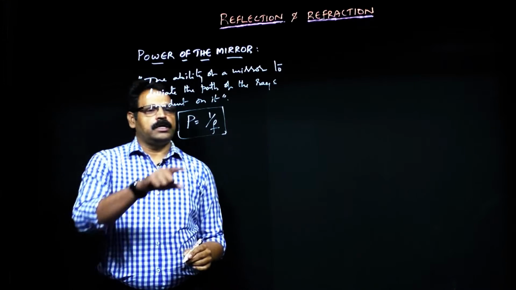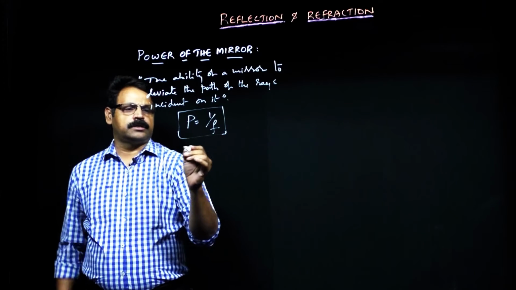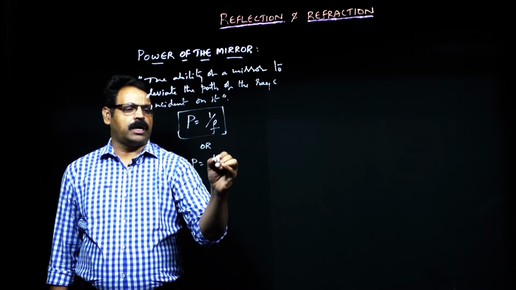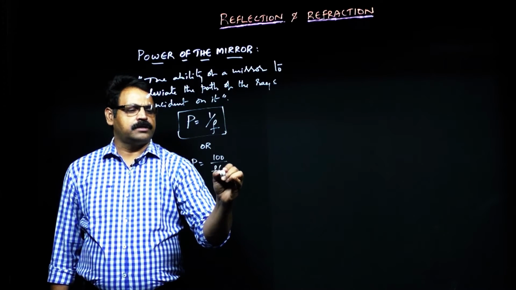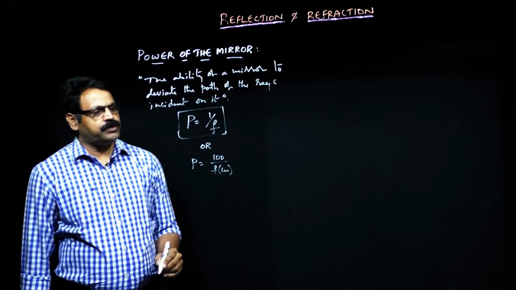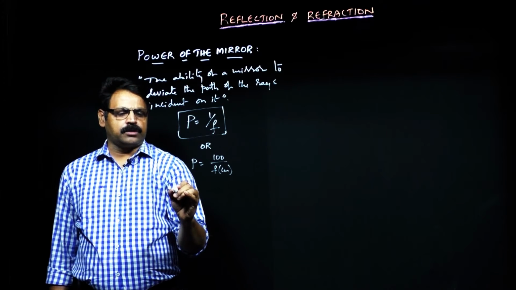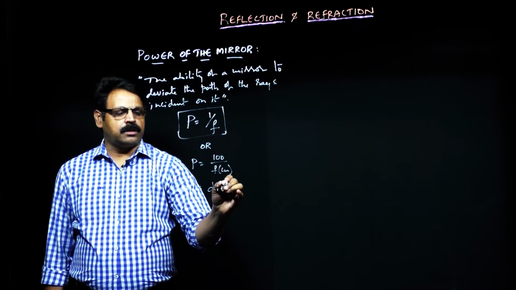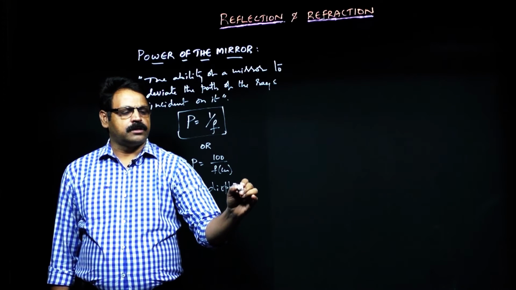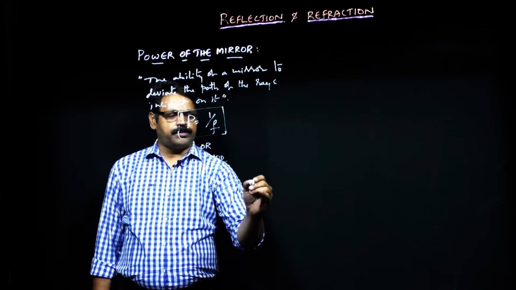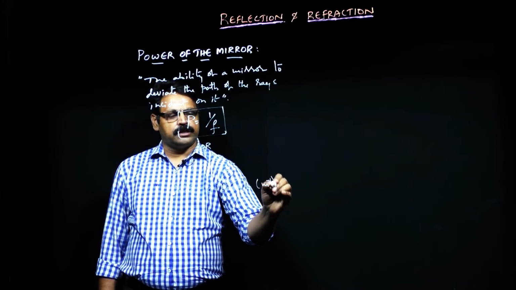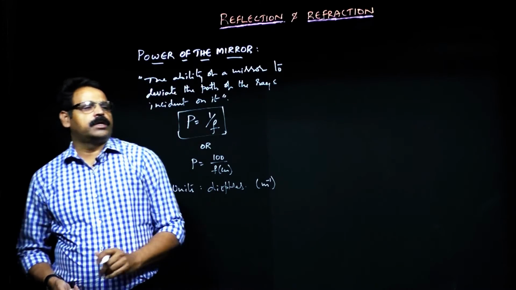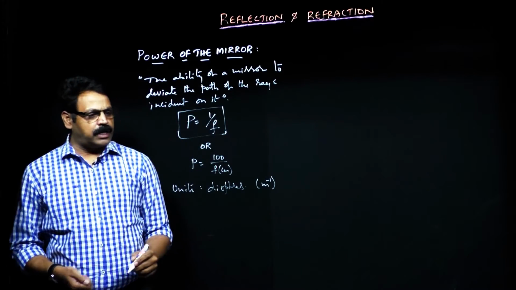And here generally f is taken in centimeters. Therefore, you generally take power is equal to 100 by f, with f in centimeters. But if we are taking f in meters, its unit is going to be diopters. So diopter is nothing but meter inverse, in fact. So power of the mirror can be defined as the reciprocal of the focal length.